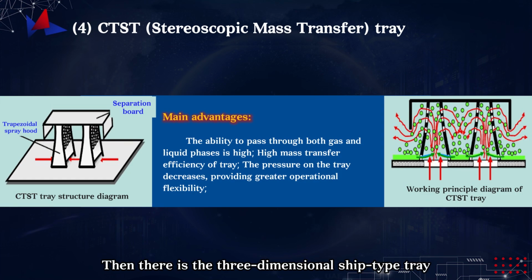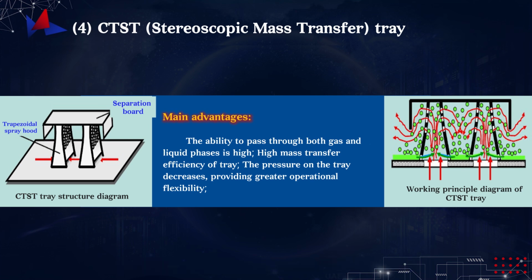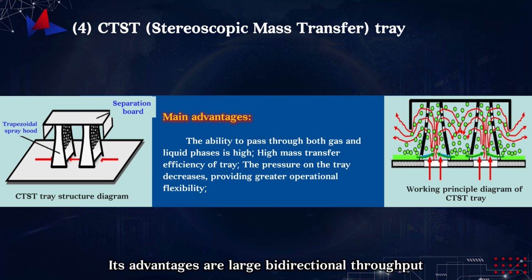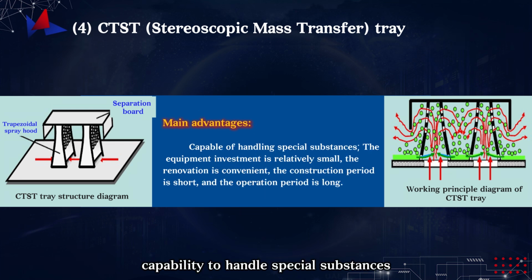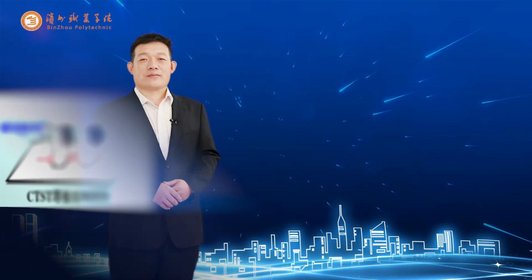Then there is the three-dimensional ship-type tray. Its advantages are large bidirectional throughput, high tray efficiency, low pressure drop, wide operating flexibility, capability to handle special substances, low equipment investment, easy renovation, short construction period, and long service life.